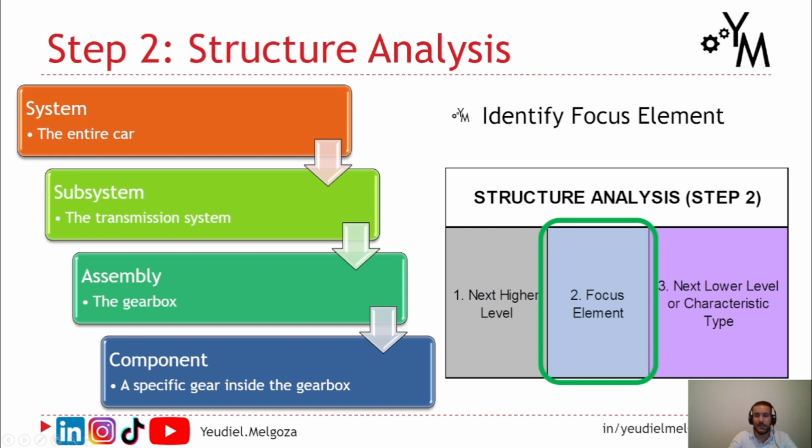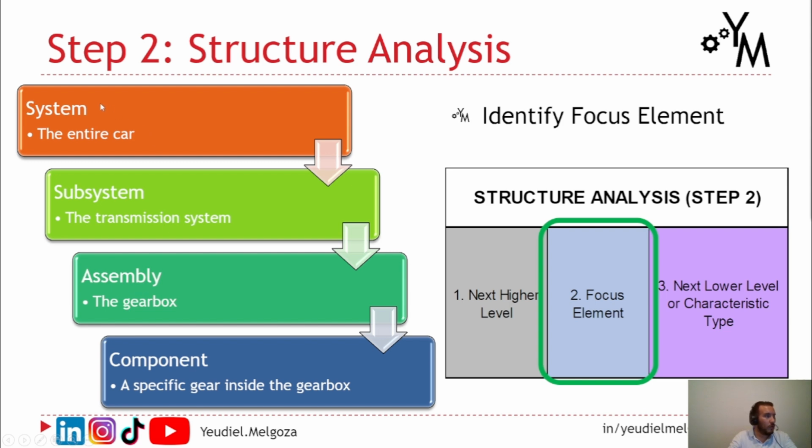The first one is the system. The second one is the subsystem. After that is the assembly, and the last, the components. So we need to review this big picture through the system, and later the subsystem, which is a major part of the system. Later we review the assembly, which is a smaller unit of the subsystem, and finally the component, which is all the subcomponents that make up this assembly.